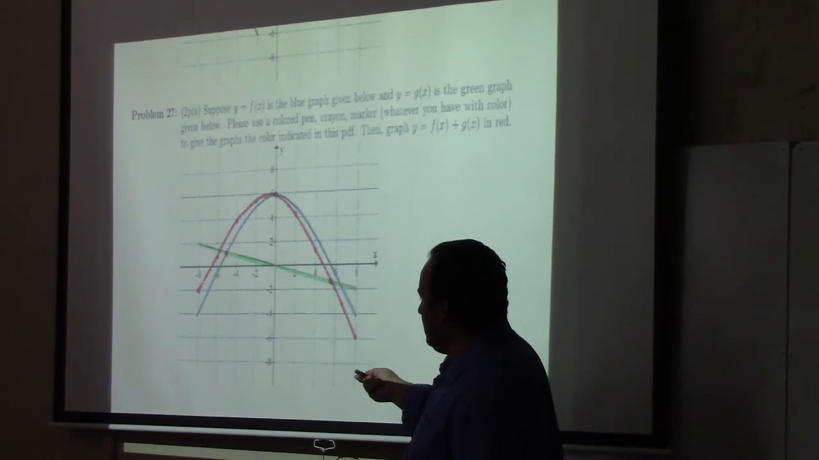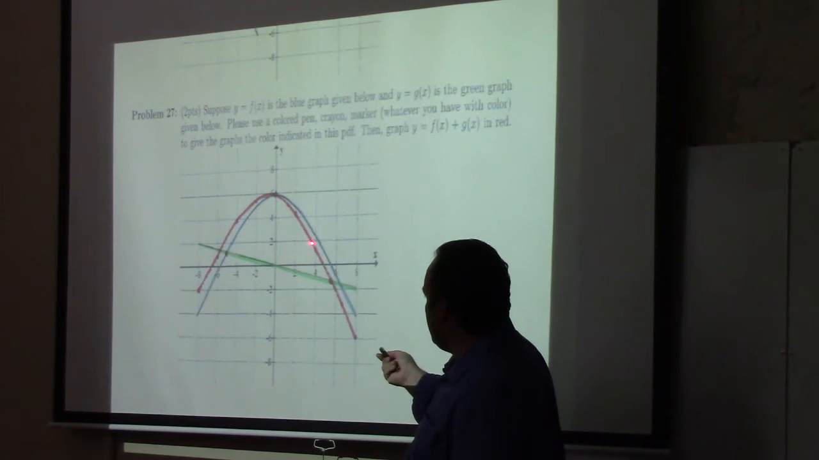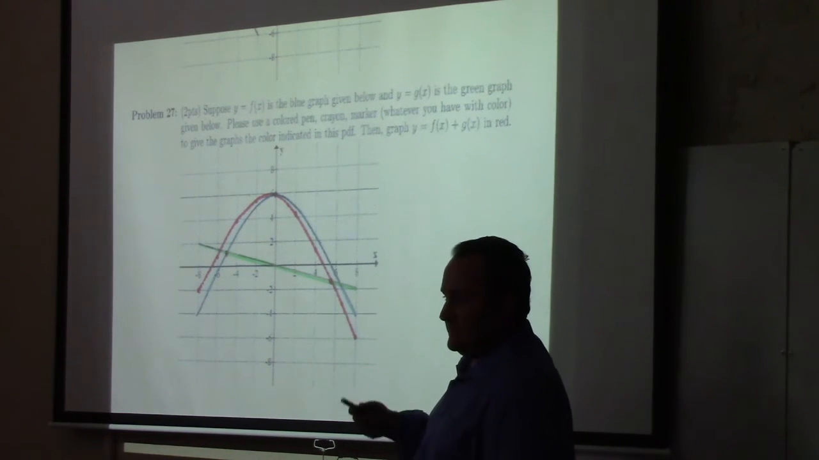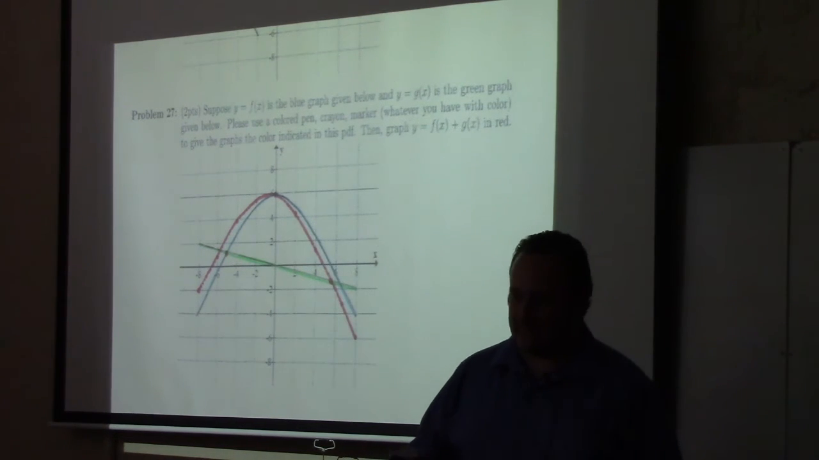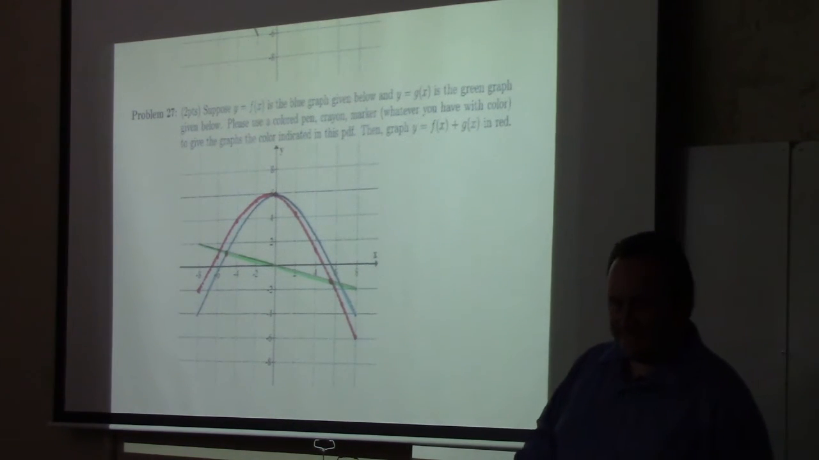But generally speaking, you take whatever the value is on the green, whatever the value is on the blue, add them together, that's the red. So like here, 2 plus minus 4 is minus 2. Another example, this one over here. The blue is about 2.5, the green is about minus 1. So 2.5 minus 1 is about 1.5, which is about where this is. So you just add the values of the green and the blue together, it gives you the red.